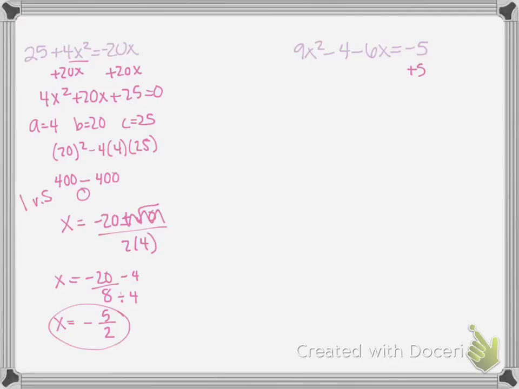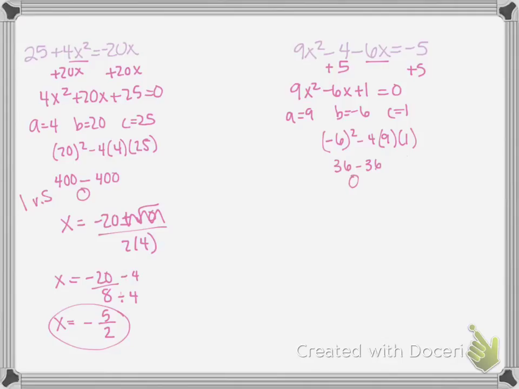Alright, let's bring that 5 over. It looks like we can combine him with this negative 4. And then we got to write it in order. So 9x squared, I'm going to put him next. Negative 4 plus 5 gets me 1. So my a is 9, my b is negative 6, and my c is 1. So b squared minus 4 times a times c. So 36 minus 36. I got one real solution again.